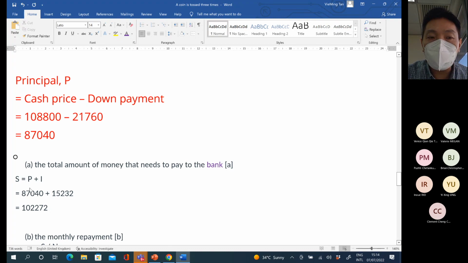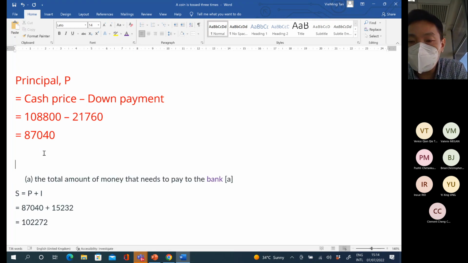So what is the formula to get the S value? S is equal to P plus I. The principal is from here, substitute to here. I, we need to calculate the value separately. Since we don't have the information, we need to calculate the I.